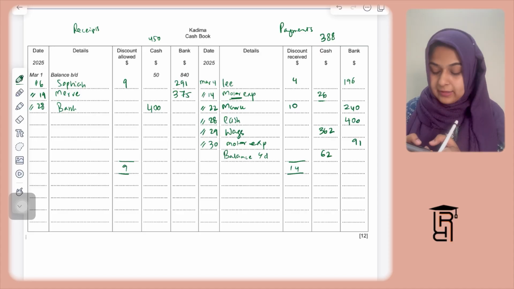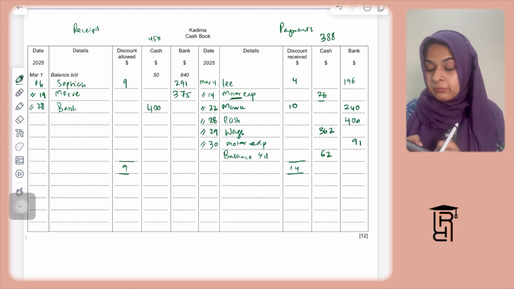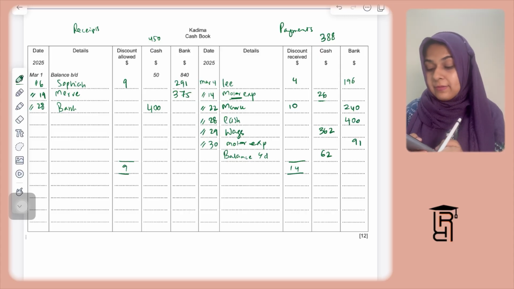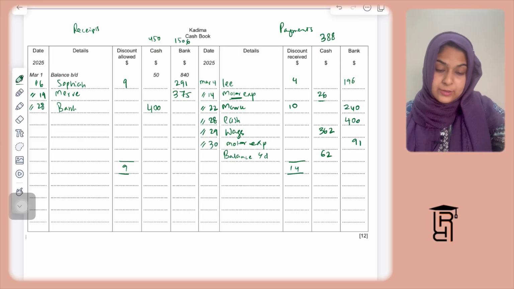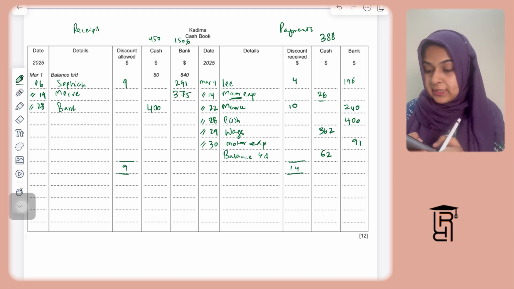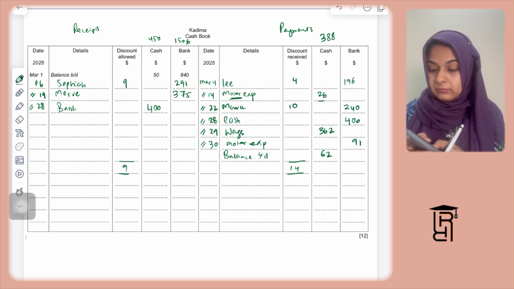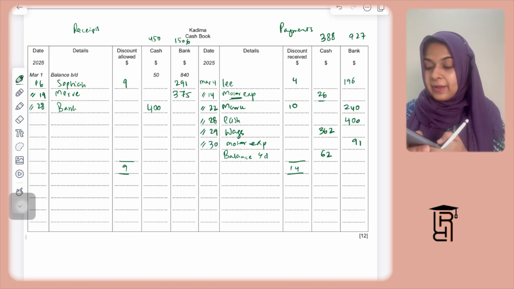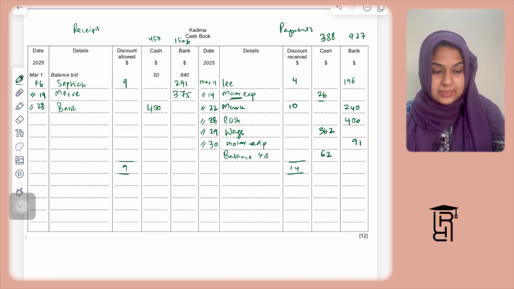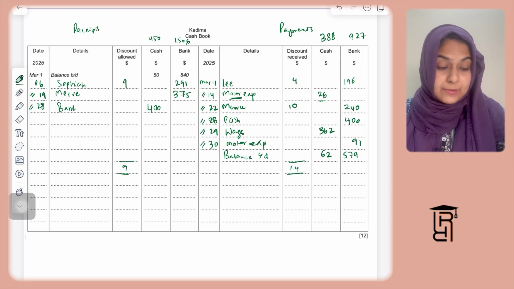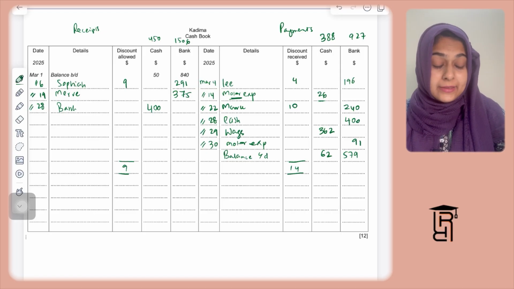And for bank, debit bank is 840, which is the balance brought down, plus 291 plus 375. This is going to be 1506. And the credit side is 196 plus 240 plus 400 plus 91. This is going to be 927. So 1506 minus 927 is going to give me 579, which is my balance carried down for the bank. Basically, this is my bank balance remaining at the end of the year.